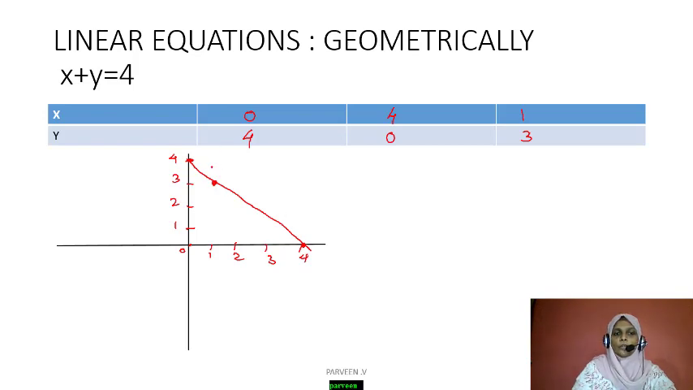And this line which I have drawn here is nothing but the equation x plus y is equal to 4. As you see, you can have an infinite number of solutions for it. These three solutions are nothing but points on the line x plus y is equal to 4. So all solutions are points of the line that represents the equation. And every point on this line is actually a solution for the equation which the line represents.